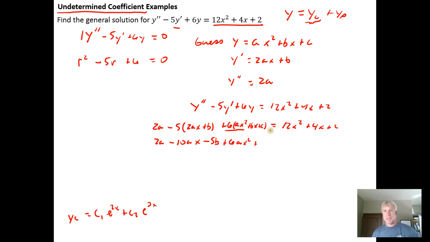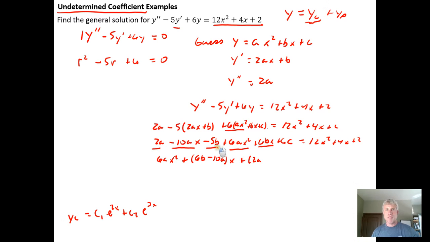plus 6 times bx, plus 6 times c, and this has to add up to the 12x squared plus 4x plus 2. So now group things. We have an x squared term here, so we have 6ax squared plus, now get everything that goes with just x's. So here's a minus 10ax plus 6bx. So we factor the x off, and we'll get (6b minus 10a) times x. And then combine anything that's a constant. So plus, I have 2a minus 5b plus 6c. And it has to equal the polynomial sitting here. And so what we're going to do then is equate coefficients.